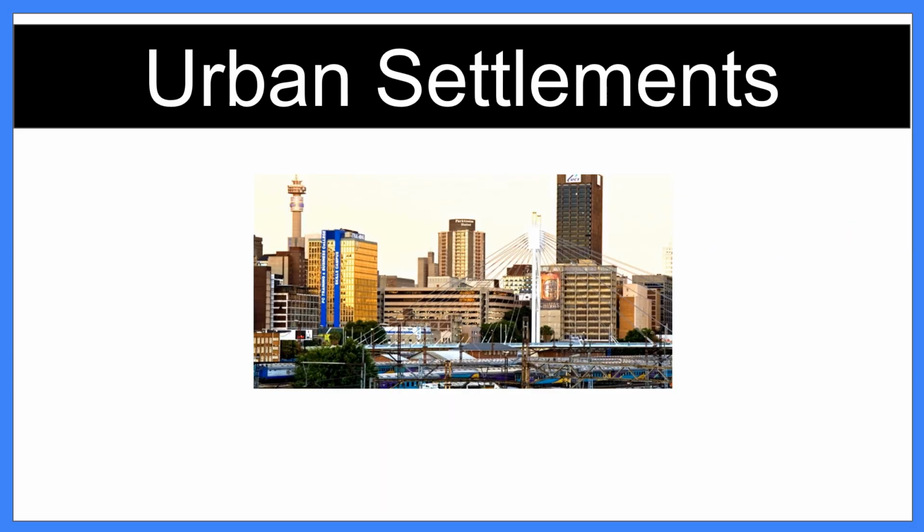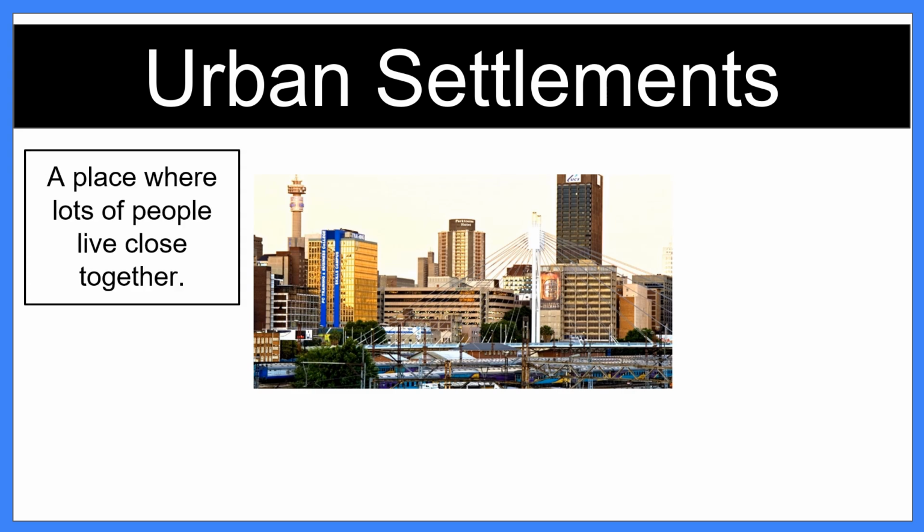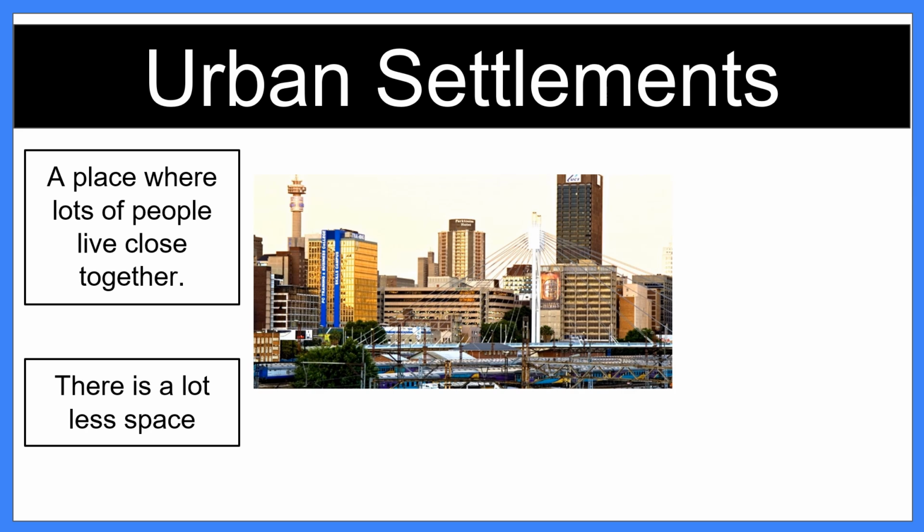Urban settlements. As we can see in the picture, we have tall buildings there. Everything is very close together. The spaces are all occupied. So we can see that people live close together there in the buildings. There's a lot less space, so there's not much space there.